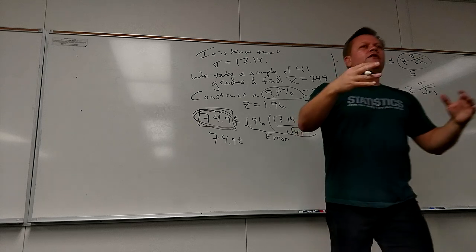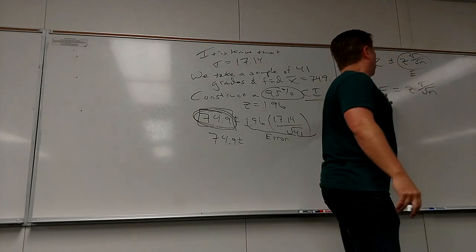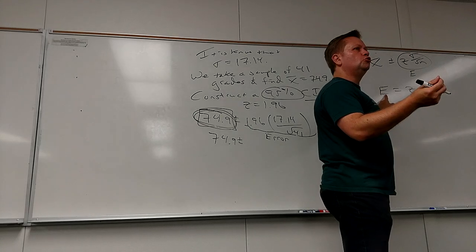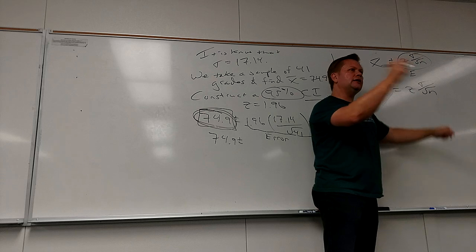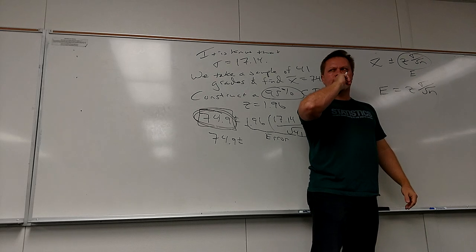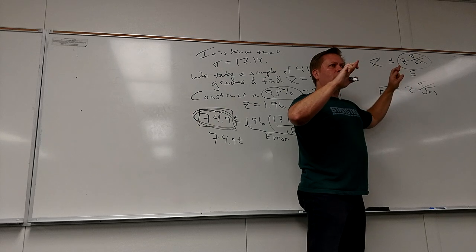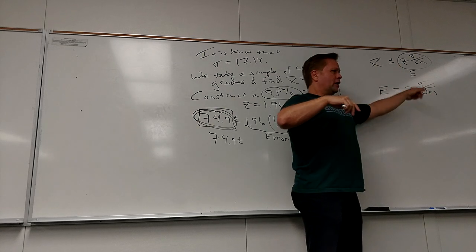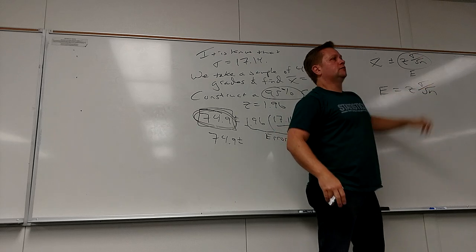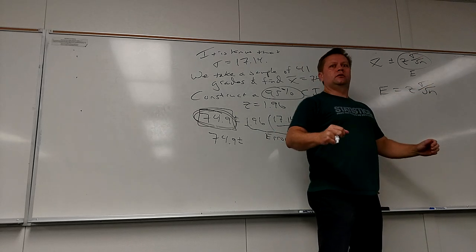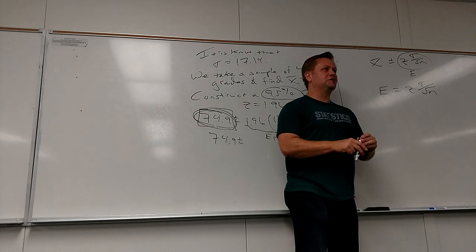So this is what I call a feasibility study. I'm going to say, I want my error to be 2. How large of a sample would I have to take to get there? So what's kind of wrong algebraically about this equation? If I want to know what n is, this equation isn't solved for n. How do I solve this equation for n? Take a minute and solve this equation for n.